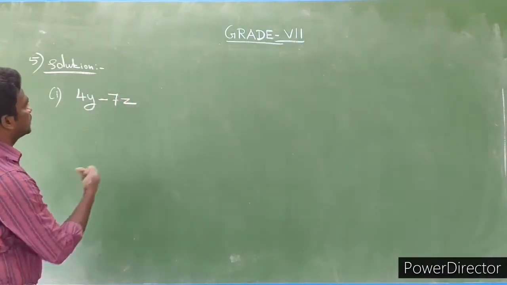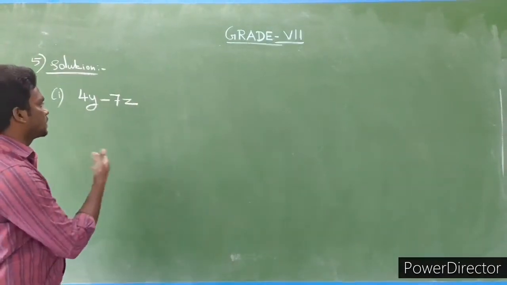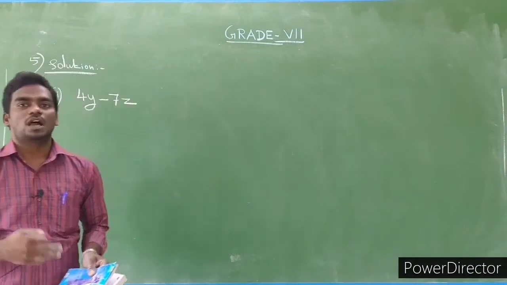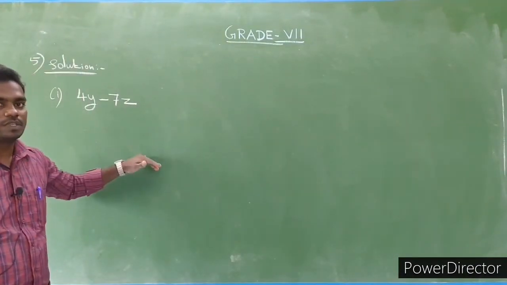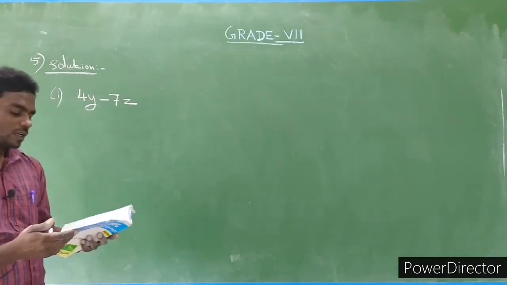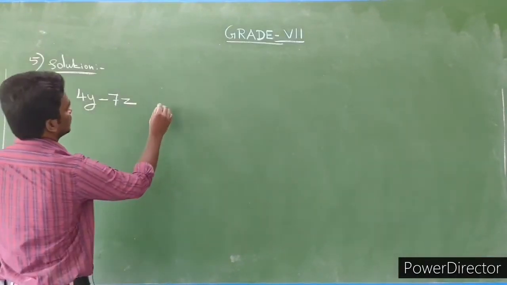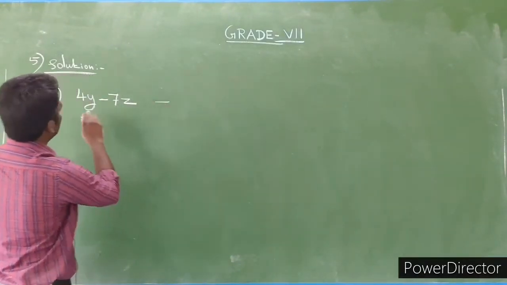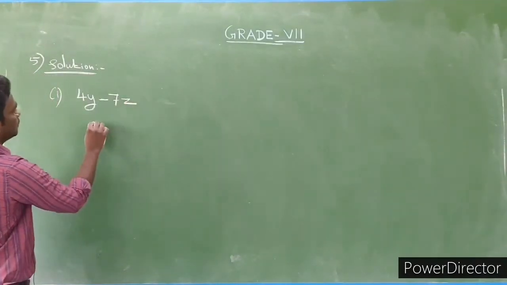So how to classify these terms? Monomial means an expression which contains only one term. What is meant by binomial? Binomial means an expression which contains two terms, and an expression which contains three terms is a trinomial. First one is 4y minus 7z. So we know this is a binomial.